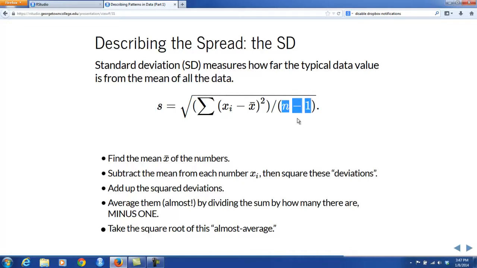Well, it's sort of an almost average, because instead of dividing by n, you're dividing by n minus 1, the number of values minus 1. After you've done all that, you're going to take the square root of this almost average, and the result is the standard deviation, which we denote by a lowercase s. Whew!